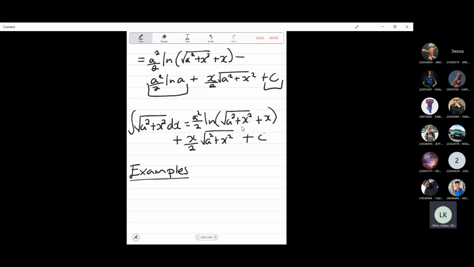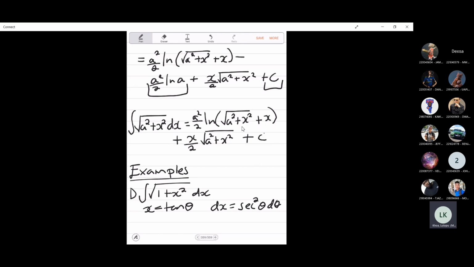And we look at some examples. Number 1, we have the integral of the square root of 1 plus x squared dx. So in this case, our a is 1. So x is going to be equal to 1 tan theta, which is just tan theta. And that means that dx is equal to sec squared theta d theta.